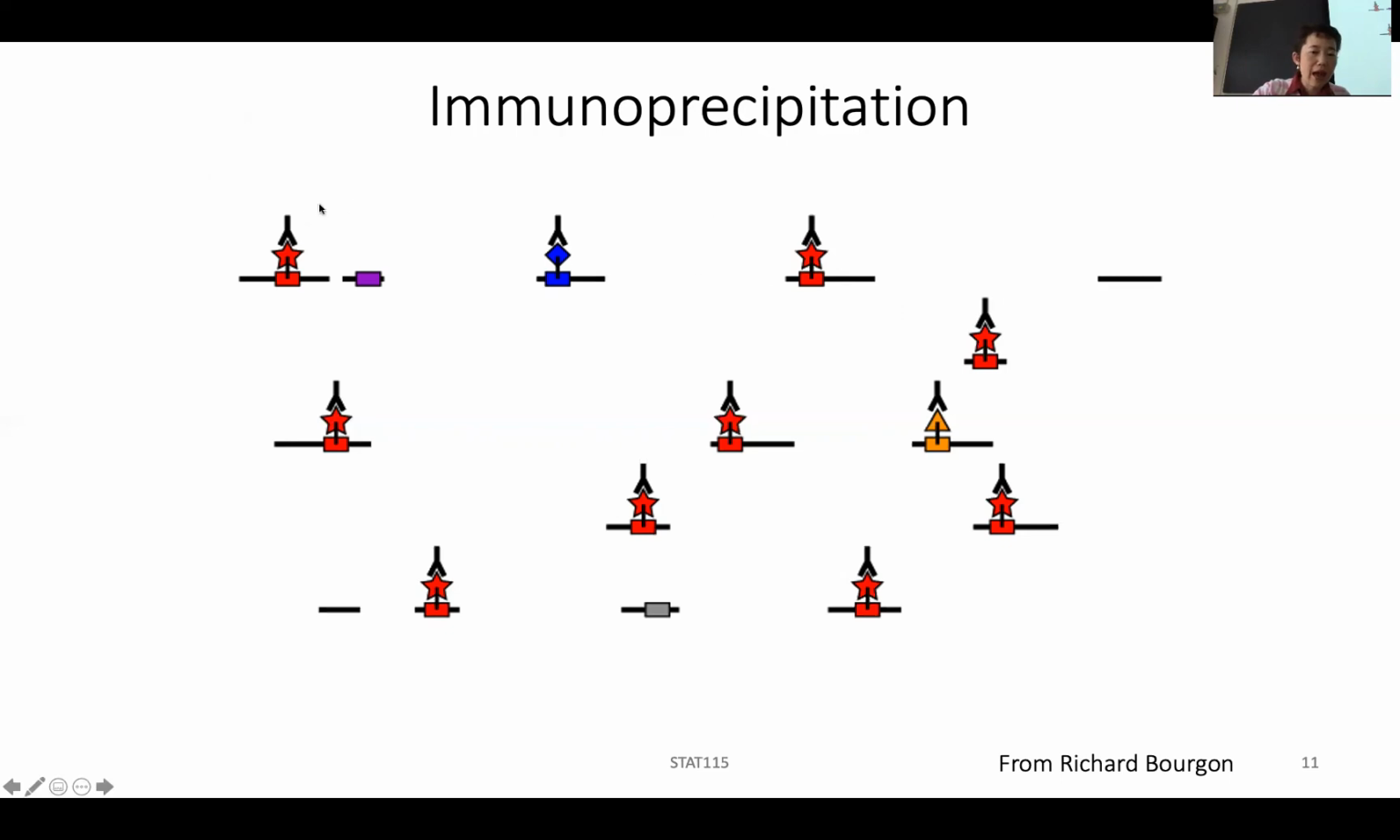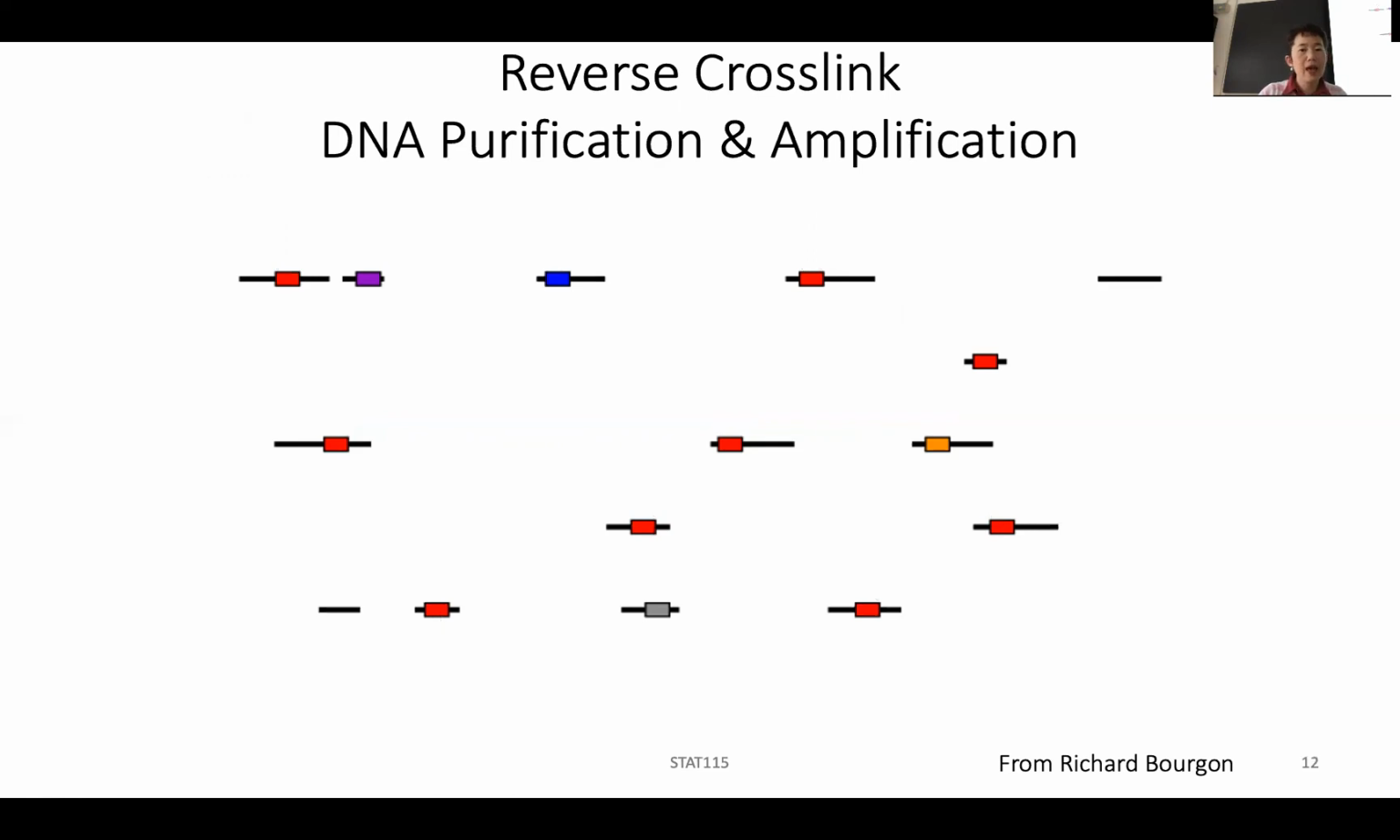And after we have enriched for this, there's a reverse cross-linking. You usually just heat up, you boil this solution, and then the protein will break off from the DNA. And then you isolate the DNA, and at this point, you can amplify it a little bit, then you can do high throughput sequencing.